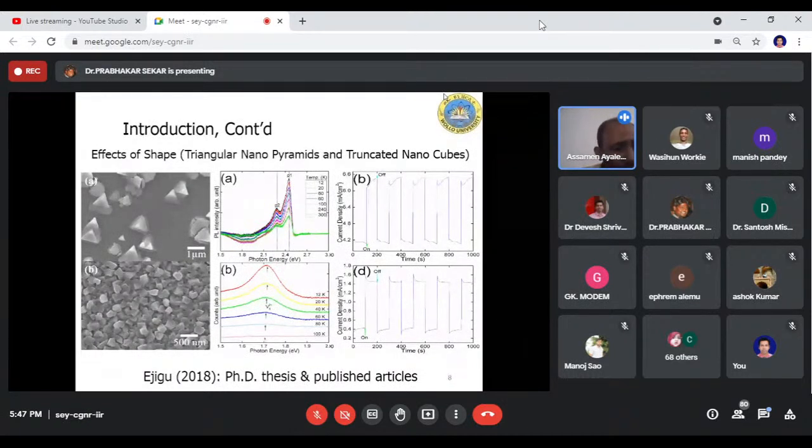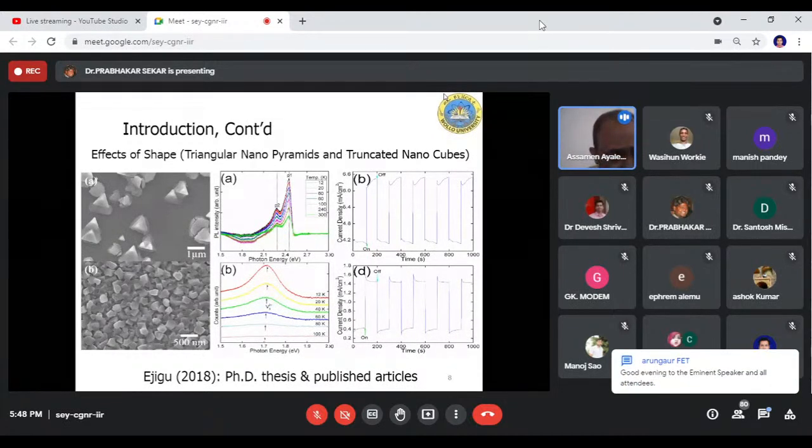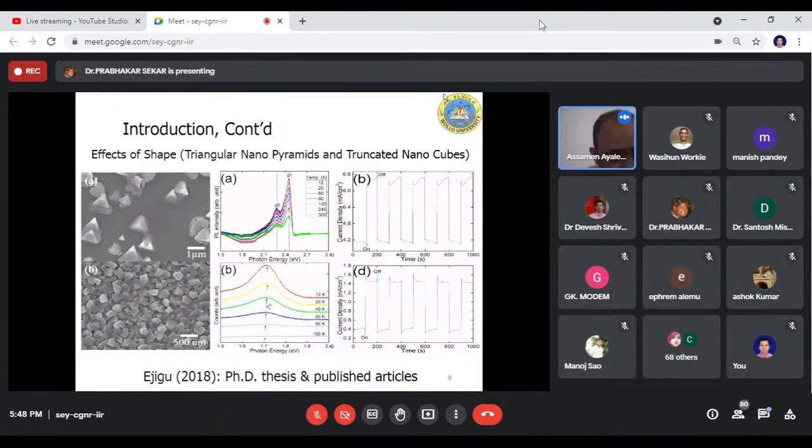The other one is the photocurrent property of these nanostructured materials. In the figure on the right side, the photocurrent property of the nanopyramids is hugely different from the bottom one. Both scales are in micrometers. The amount of photocurrent we can get from the nanopyramid is really enhanced compared to that from the truncated nanocubes. This shows that the shape of a nanomaterial makes a great difference in nanotechnology. Next, sir.